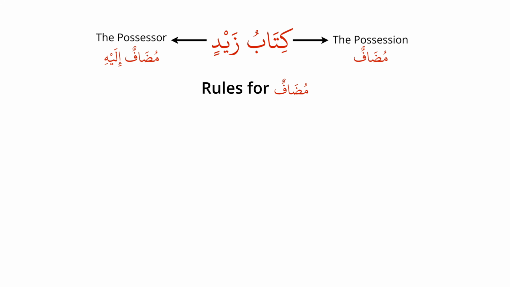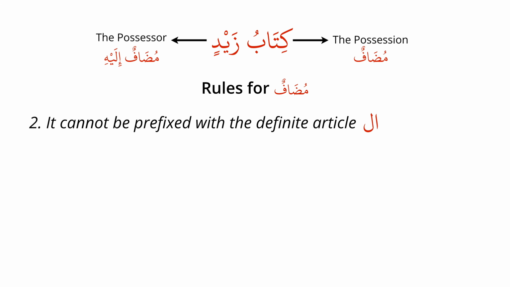Rule number 2, it, meaning mudhaf, cannot be prefixed with the definite article al. For example, if I say al-kitabu zaidin, where mudhaf, which is al-kitab, has al prefixed to it, is completely wrong.